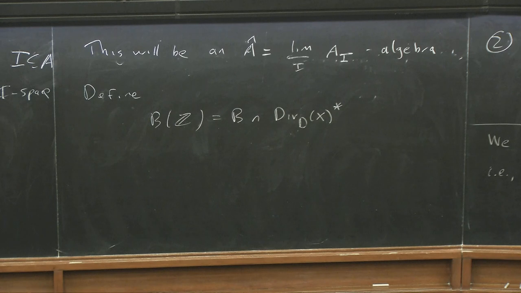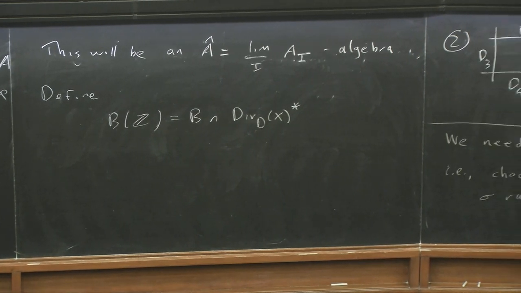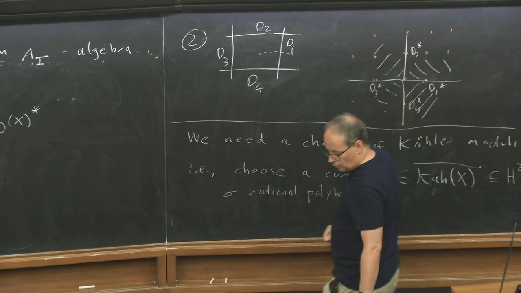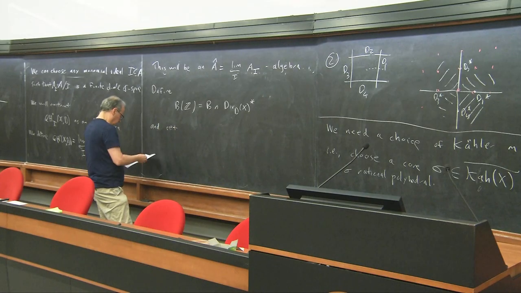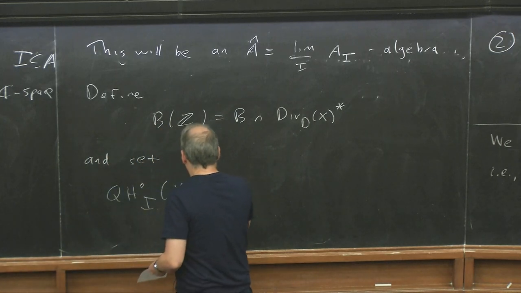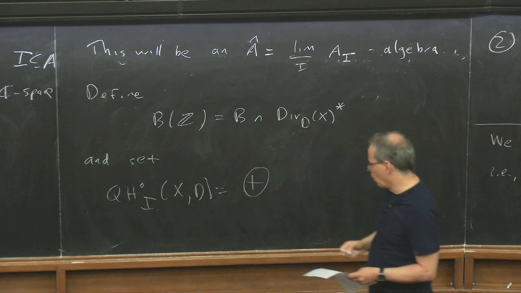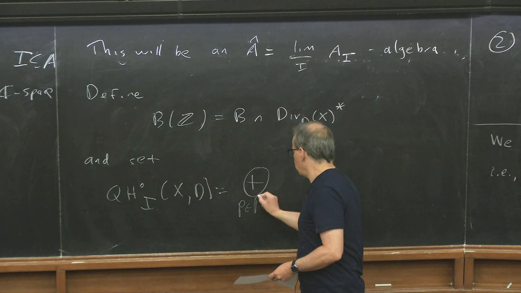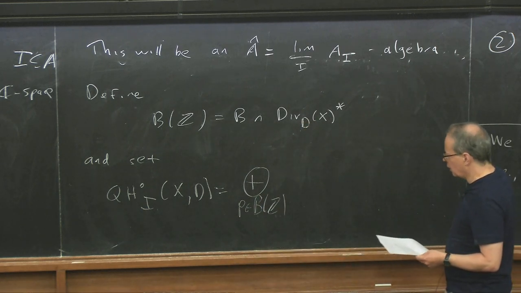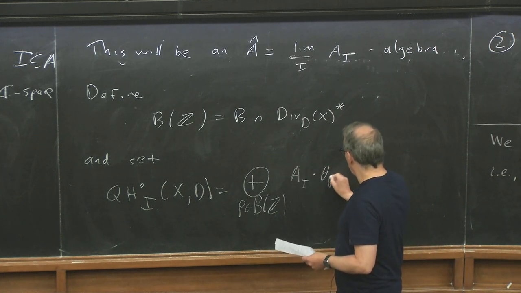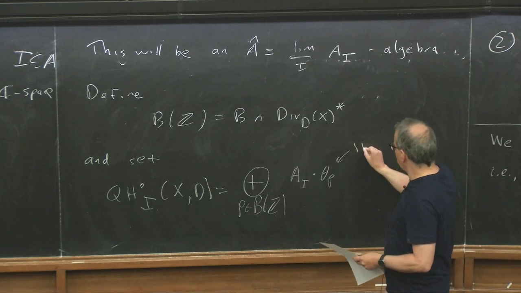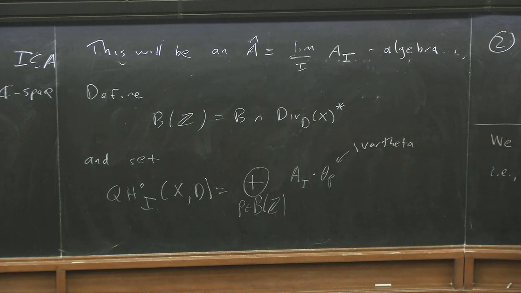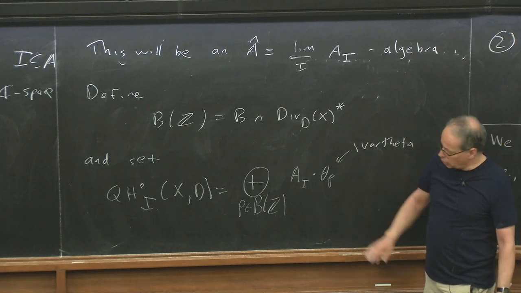So in each one of these cones, it looks like a set of integral points in those cones. So it's an infinite set, of course. And now I simply define QH^0_I(X, D) as the direct sum over p in B of Z, all integral points in B, of A_I times a symbol which I'm going to write theta_p. Now, if this was a slide talk, I would have used the TeX command varTheta rather than theta, but I just can't write a varTheta. The point being that these are analogs of theta functions on abelian varieties.